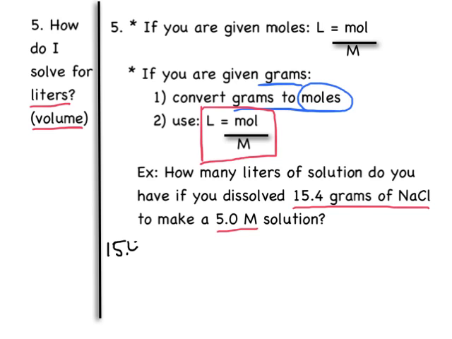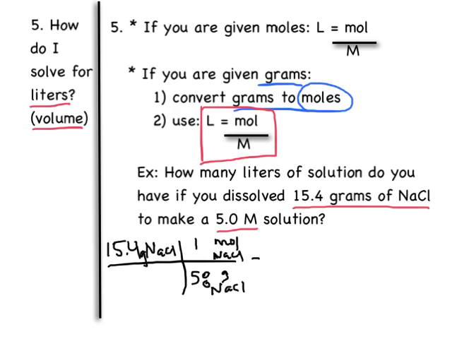So we're going to take 15.4 grams of NaCl, and we're just going to do one bridge to moles of NaCl. And remember, we're going to look on the periodic table to get grams in 1 mole. So 1 goes on top, and if we take a look, sodium is 23, chlorine is 35, so if we add them together, that's 58 grams in 1 mole. So if we do that calculation, 15.4 divided by 58, we're going to end up with 0.266 moles of NaCl.